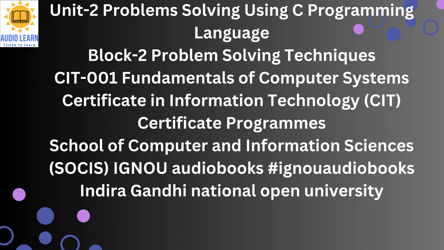An algorithm cannot run on a computer. You have to write the algorithm in a language that a computer can understand. The languages that a computer understands are known as computer programming languages. C is one of the very popular programming languages. C was written by Kernighan and Ritchie in the 1970s.